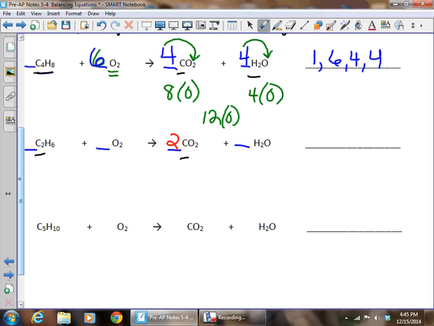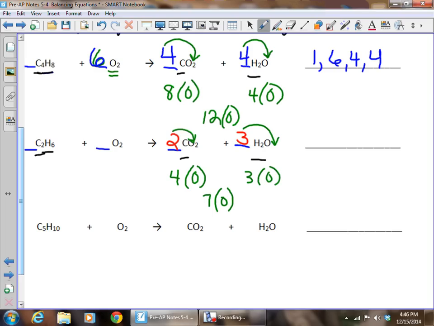Go straight to the hydrogens. Remember, carbons first, then hydrogens. Looks like I've got 6 hydrogens here, only 2 over here. So it looks like we need a 3 in front of the water in order to get our 6 hydrogens. The next thing we need to do is to count up our oxygens. Carbon, hydrogen, then oxygen. Remember, multiply that 2 in front by the 2 at the end. That gives us 4 oxygens here. The 3 times the 1 at the end for water gives us 3 oxygens. That's a total of 7 oxygens.